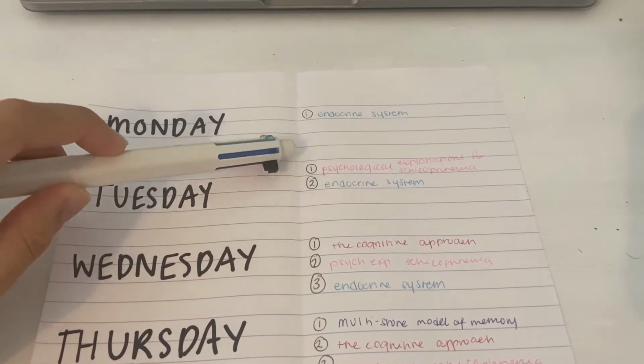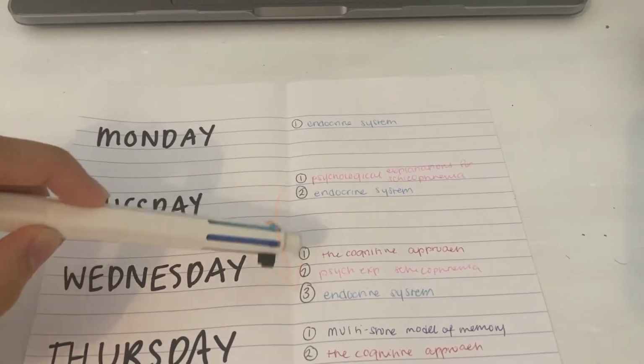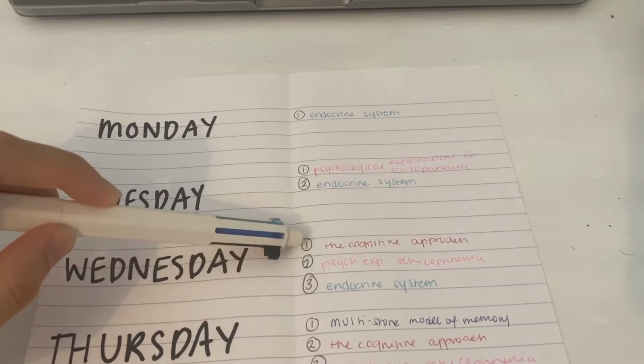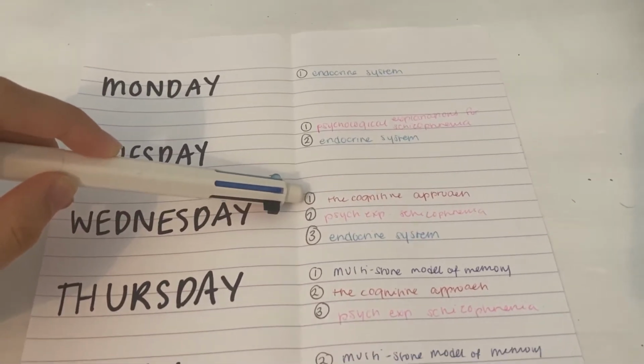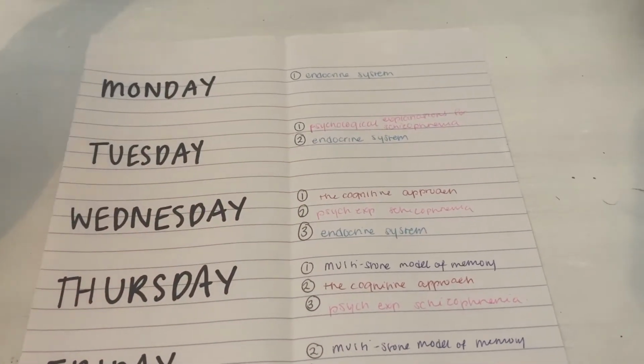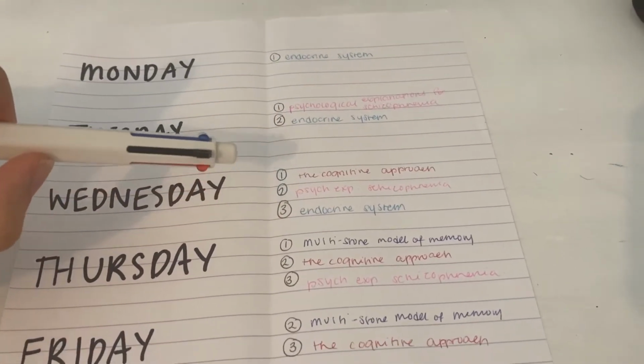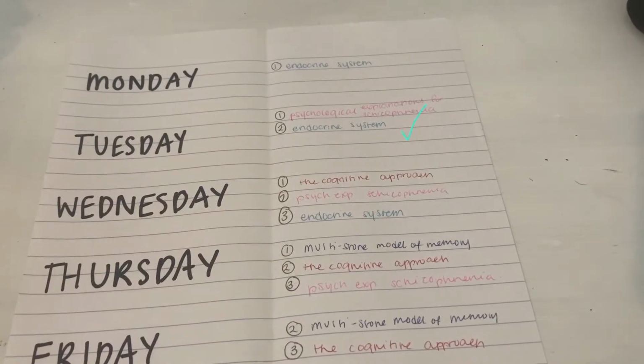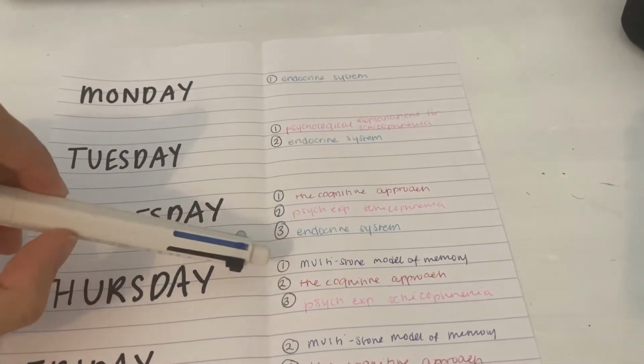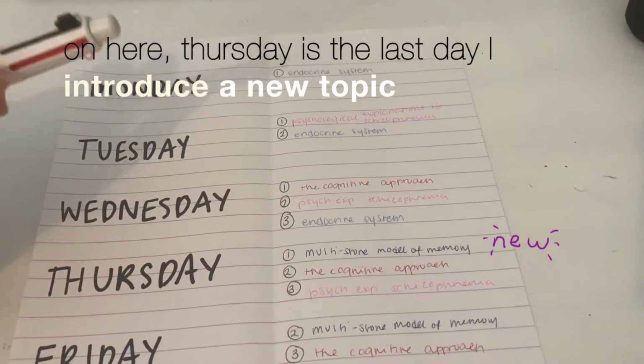Wednesday is your busiest day on here. 1 becomes 2, and then 2 becomes 3. And the new one that I've introduced is the cognitive approach. Thursday, you can see, is just as busy. We've knocked the endocrine system off for Thursday because we've already finished that. We've done our 3 for that. It's done, boom. And then I've introduced a new one called the multi-store model of memory.